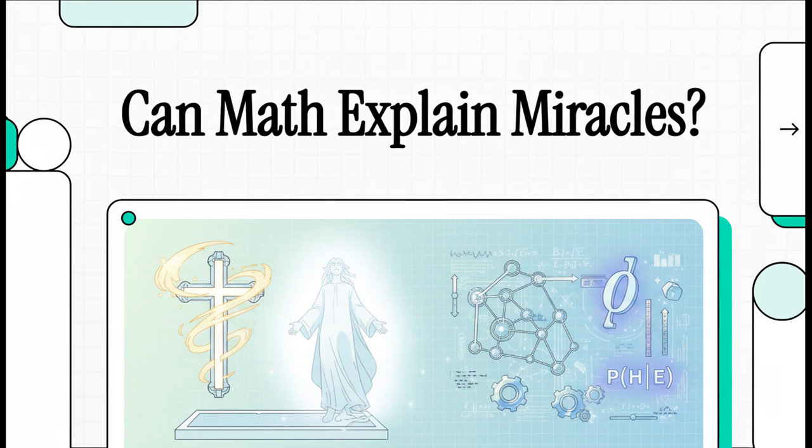So, can you actually use math to prove a miracle? I know, it sounds kind of like sci-fi, right? But a philosopher actually argued you can. He took a famous statistical tool, Bayes' theorem, and used it to calculate the probability of one of the most famous events in all of history. So, in this explainer, we're going to walk through exactly how he did it, step by step.